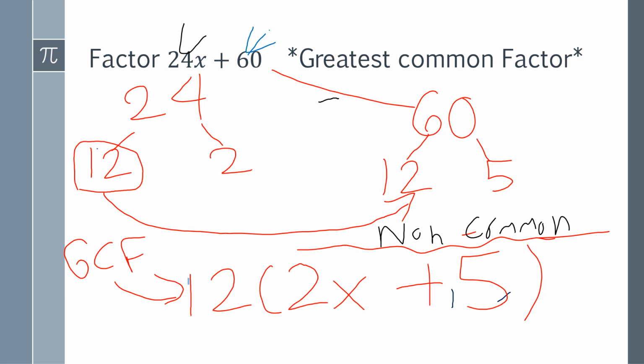So when I say non-common, it means that these two numbers inside the parentheses are not in common with 24 and 60. 5 is in common with 60, but has nothing to do with 24. 2 does have something to do with both 24 and 60, but again, not all of this is in common with those two numbers. So again, I call it the non-common. All right.